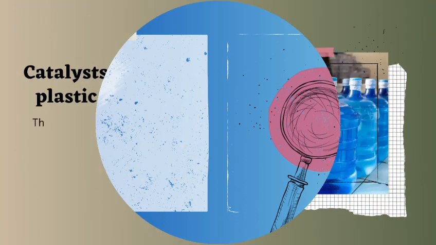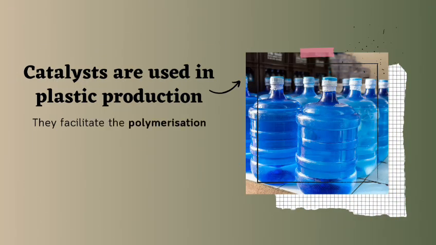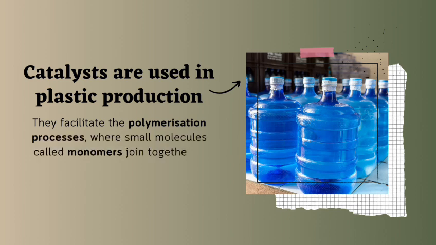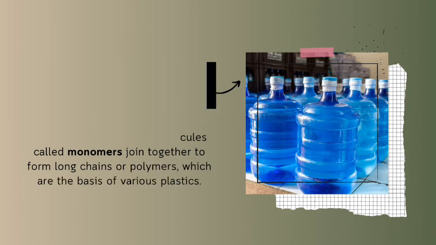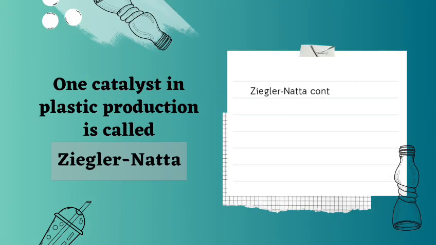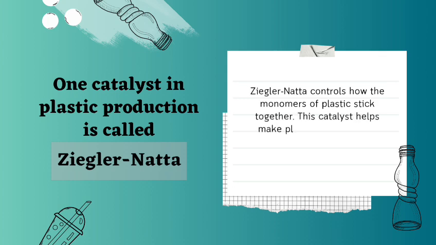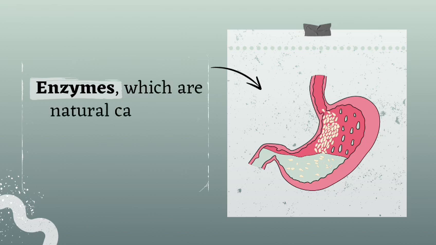How important are catalysts? Catalysts are used in plastic production. They facilitate the polymerization processes, where small molecules called monomers join together to form long chains or polymers, which are the basis of various plastics. One catalyst in plastic production is called Ziegler-Natta. Ziegler-Natta controls how the monomers of plastic stick together. This catalyst helps make plastics with just the right properties like strength or flexibility.